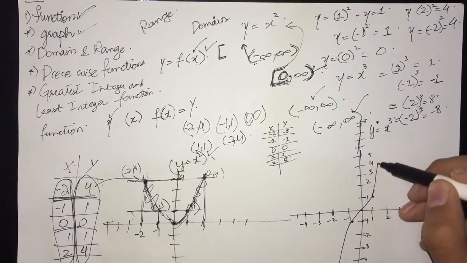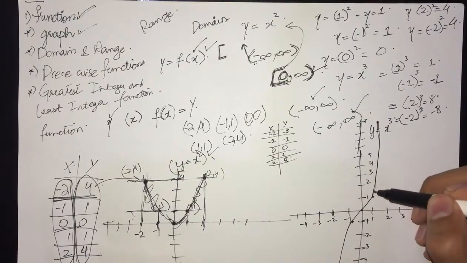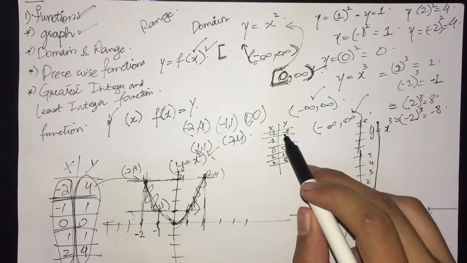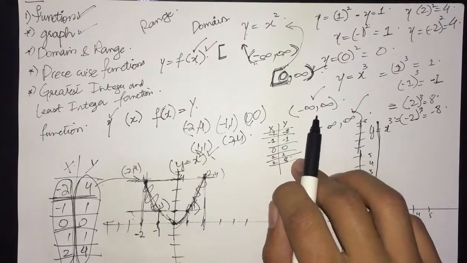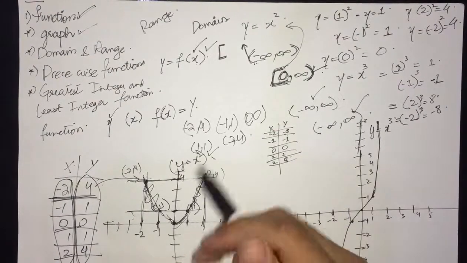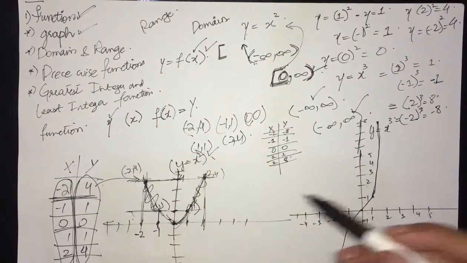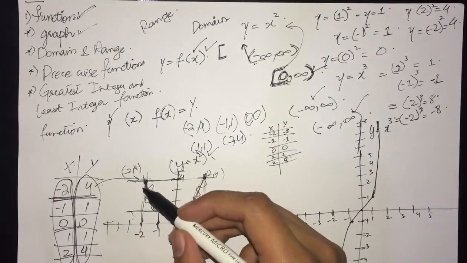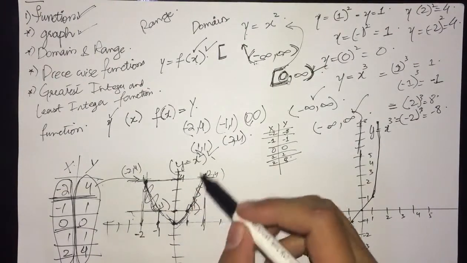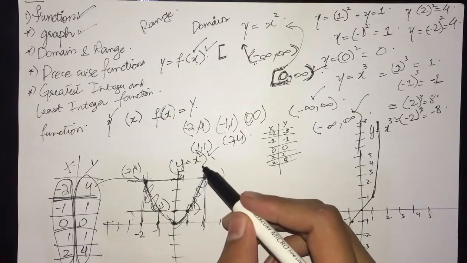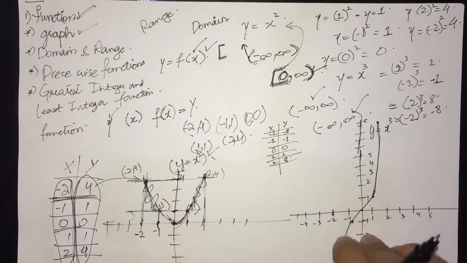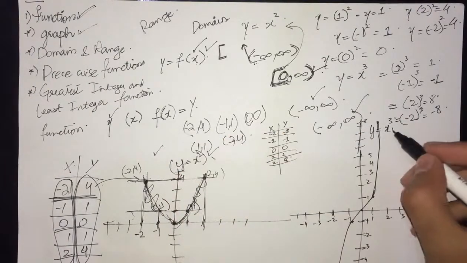Its graph is going to be like this, because we can have negative values as range in the cube case as well, but in the square case we cannot have negative values. So for this graph, the range for y is always positive, but for this, y can also be negative. So this was how you graph a function.